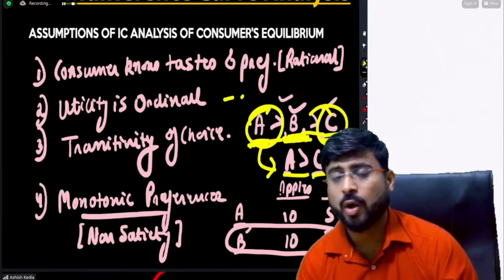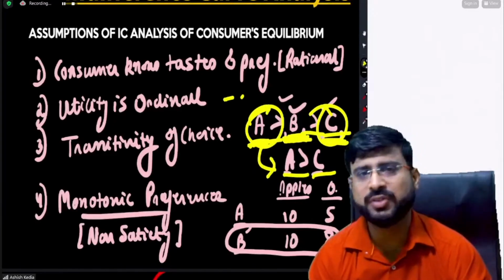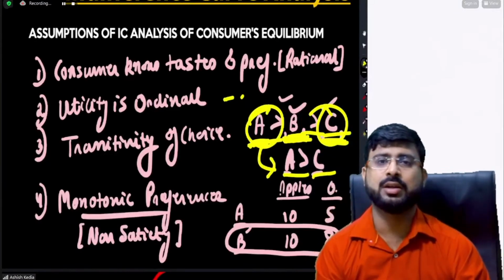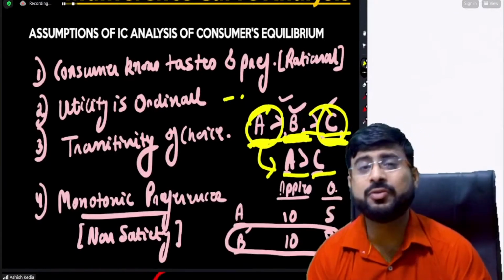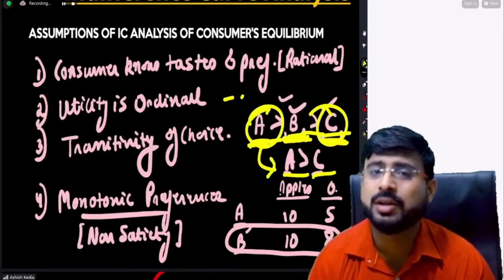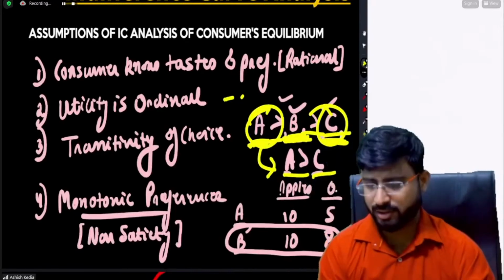Everybody write down in the chat. How are consumers' preferences? Monotonic. How are consumers' preferences, everyone? Come on in the chat box, please. Yes, you got that correct. Monotonic. Consumer preferences are what, everyone? Monotonic.